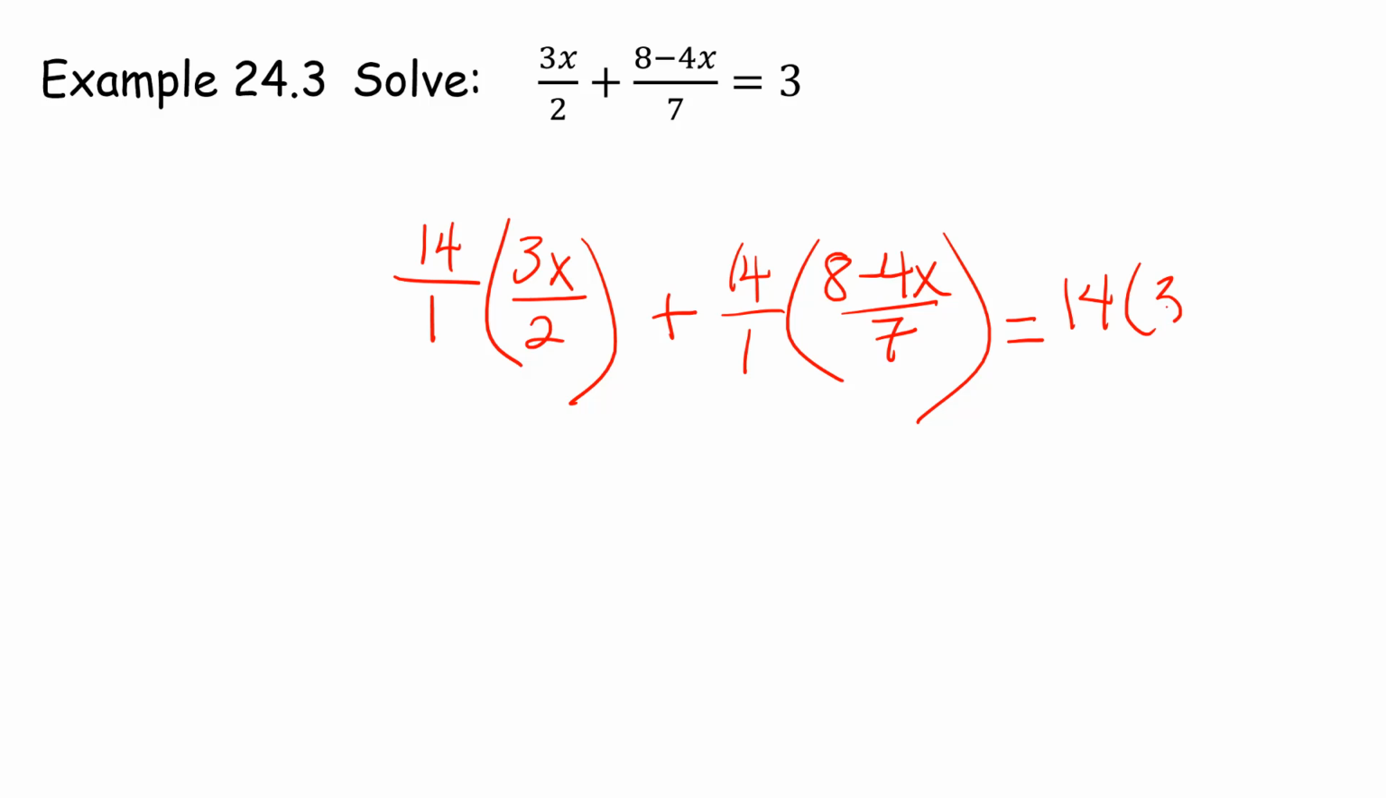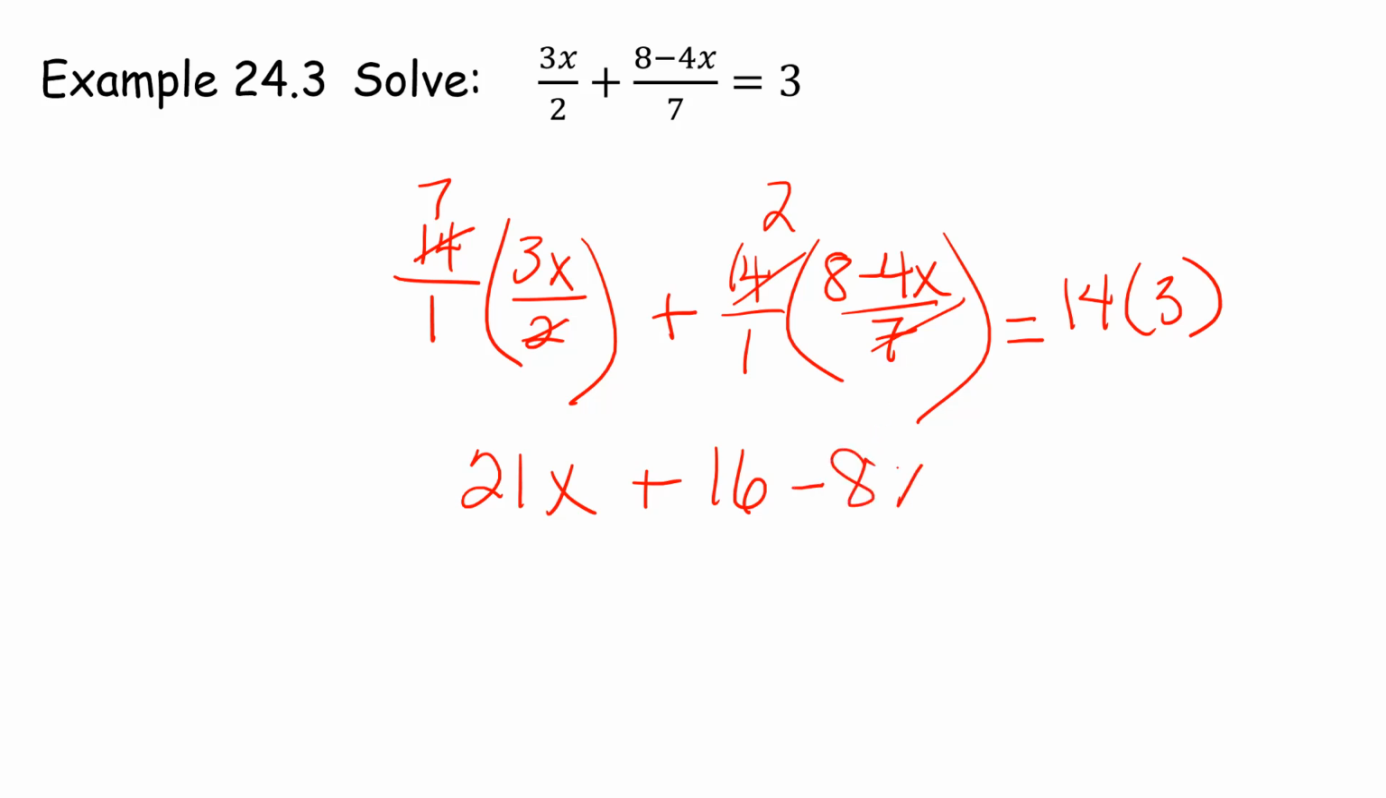So 14 times 3. So in the first fraction, when I multiply, this is going to cancel. So I'll end up with 21x. And here, the 7 cancels with the 14. So I've got 2 times 8, which is 16, minus 2 times 4x, which is 8x. And then 14 times 3 is 42. So 21x minus 8x is 13x. Subtract 16 on both sides, and you're going to get 26. So x is equal to 26 over 13.